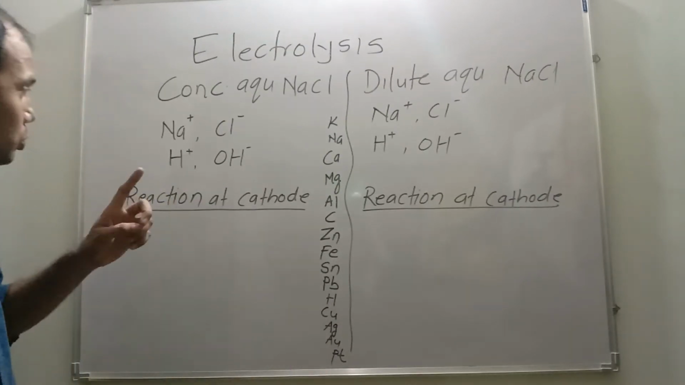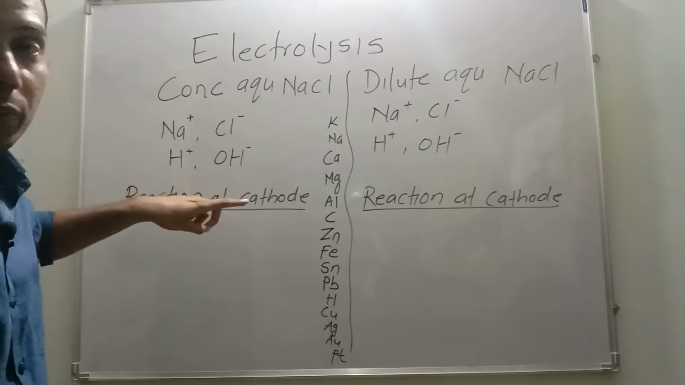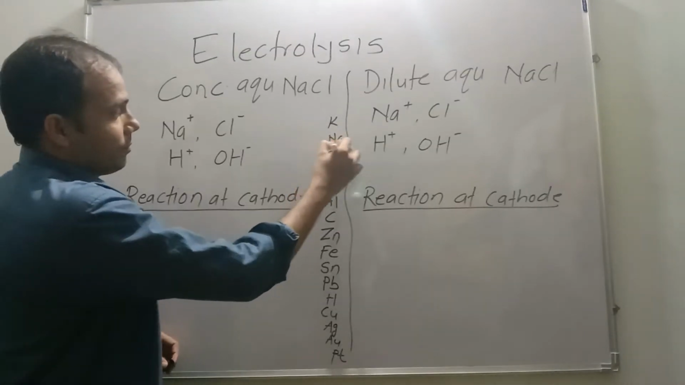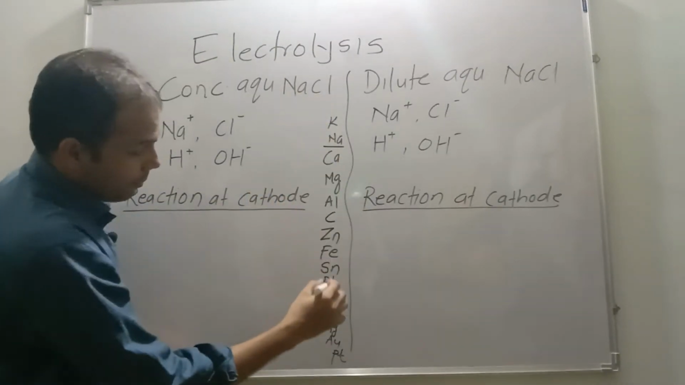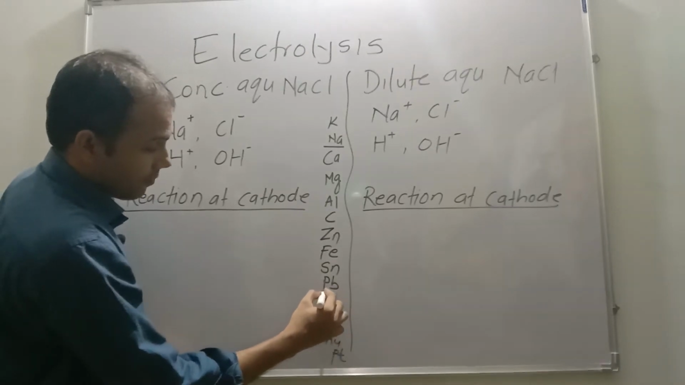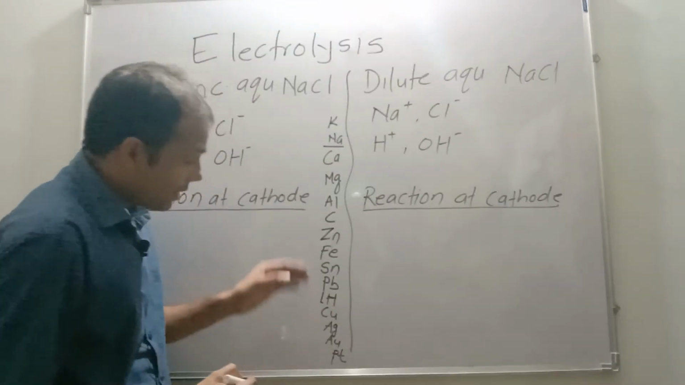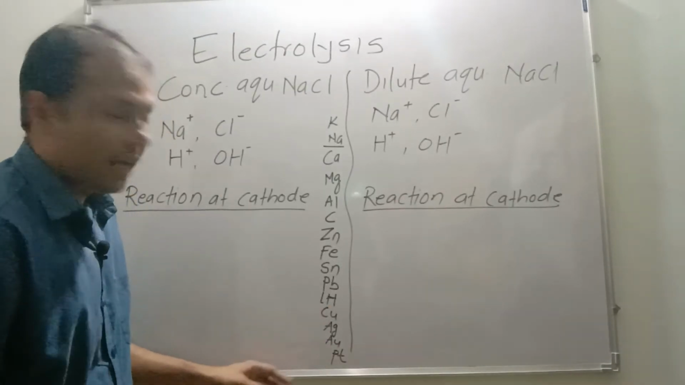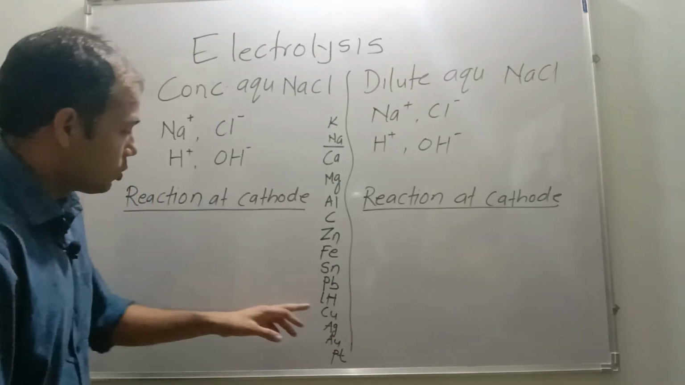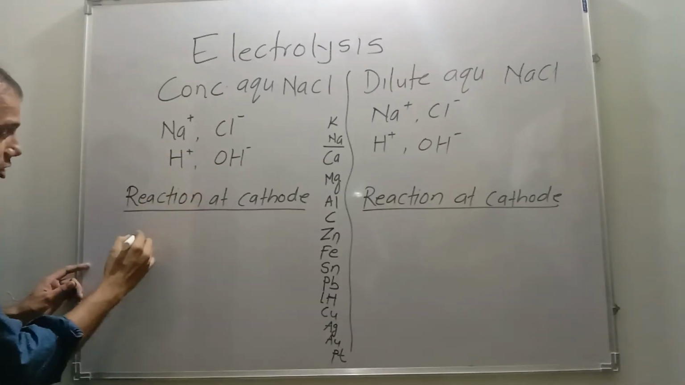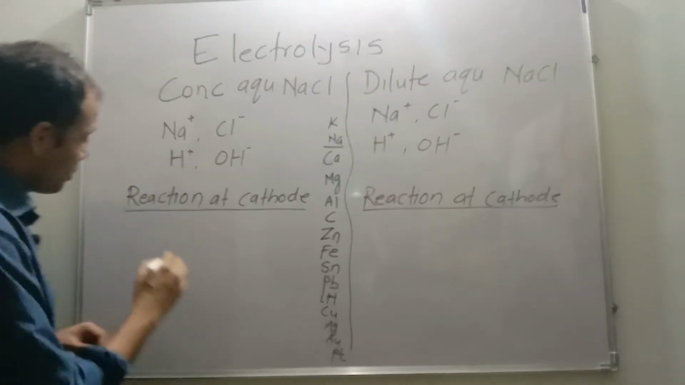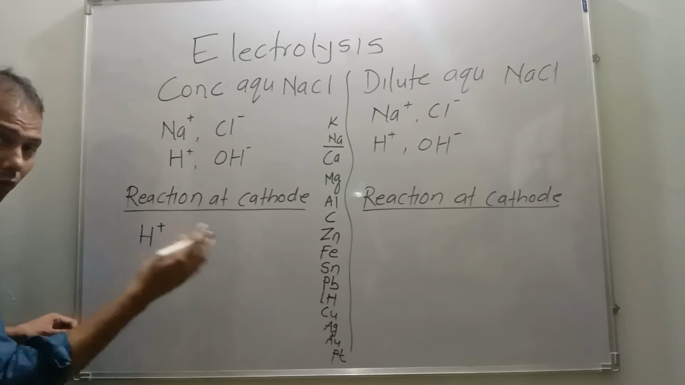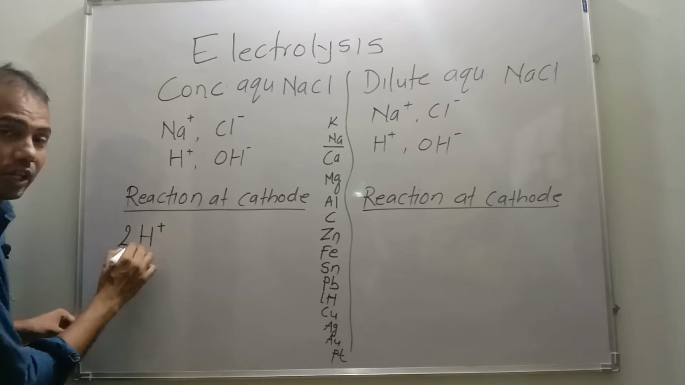Okay, so there are two ions, Na+ and H+, and you can see here Na is at the top, while H+ is present here. The one which is present at the bottom is going to discharge first, and there is a formation of a molecule. So that's the reason why H+ is going to discharge first. So H+ ion, and since there is a formation of a molecule, that's the reason why I'm taking 2H+.